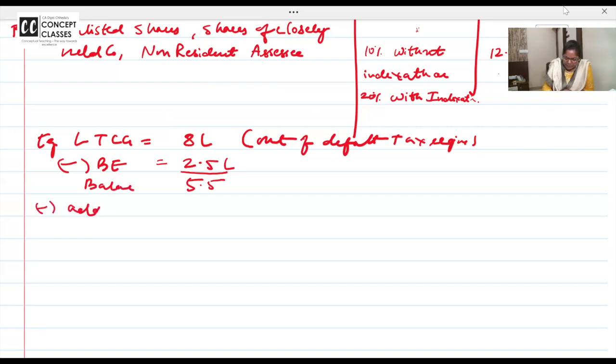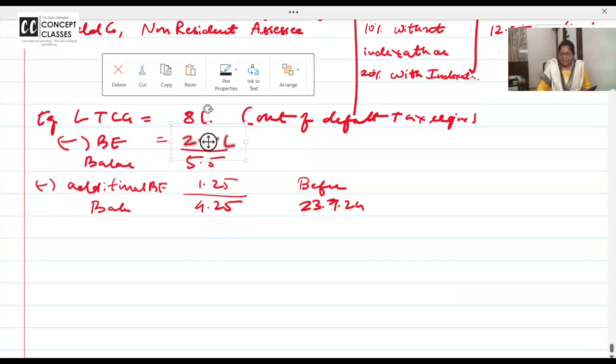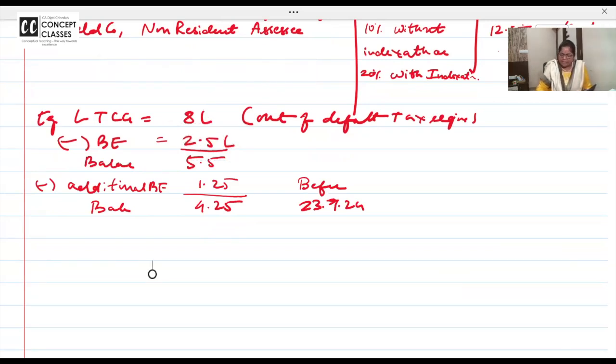Now for long-term capital gain on listed shares, you get an additional basic exemption of 1,25,000. That is exempt. Additional basic exemption. Now what is the balance tax? If this is before 23rd of July 2024, on the balance, you got it? Basic exemption, unexhausted basic exemption, you get it all from long-term capital gain on shares, under section 112A, and on the balance earlier it was 10%.